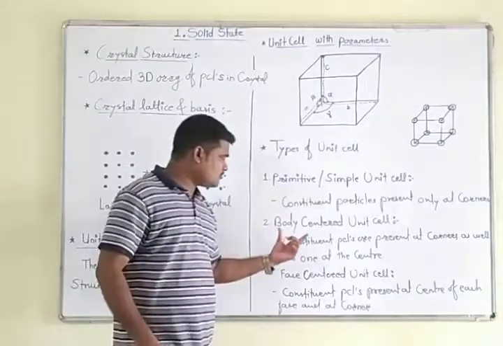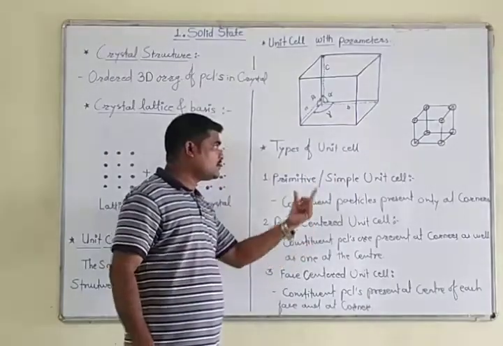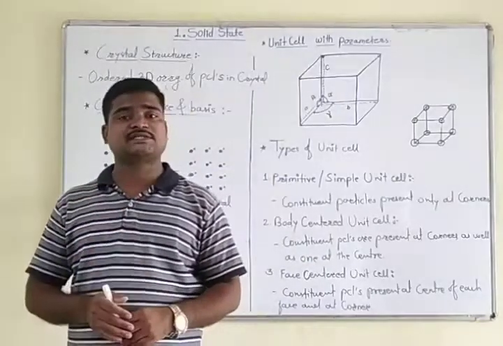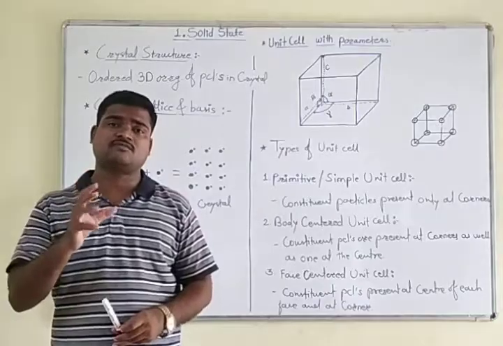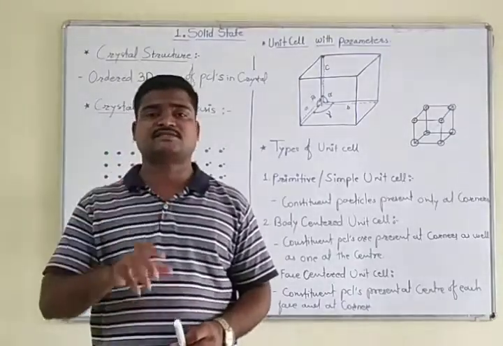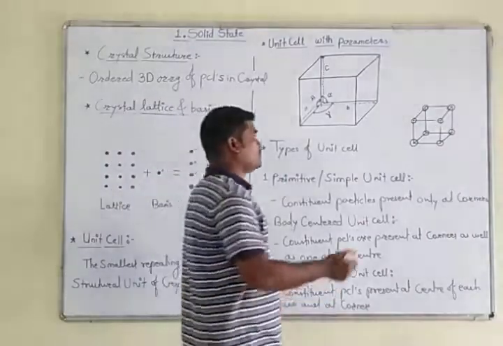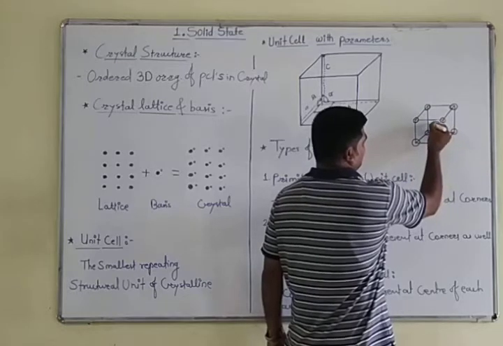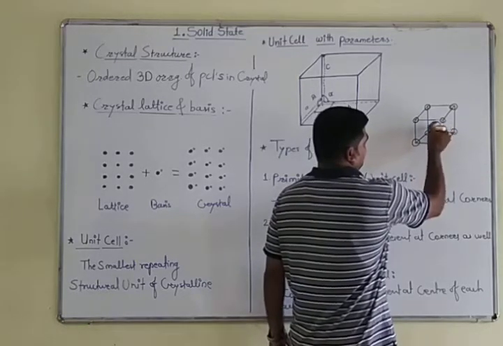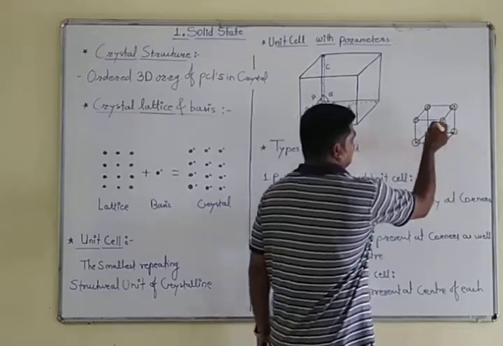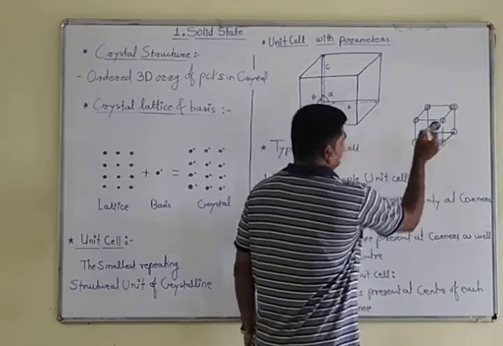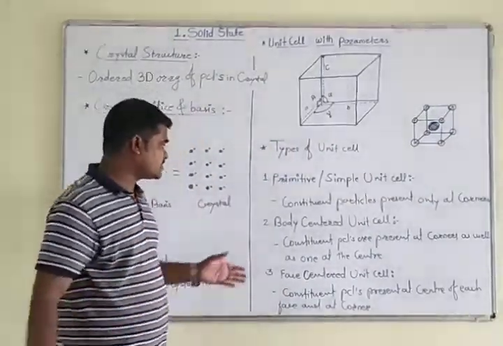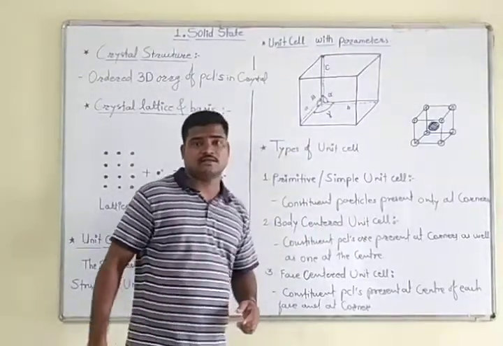Now the extra point which we are going to add in that unit cell is the body centered unit cell. According to its name, body centered means one of the constituent particles is present at the center of the unit cell. That is what we are showing in this figure: the particle which I have drawn here is present at the center of the simple cube. So this is what we call the body centered unit cell.